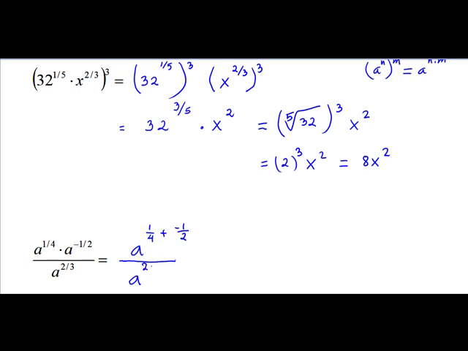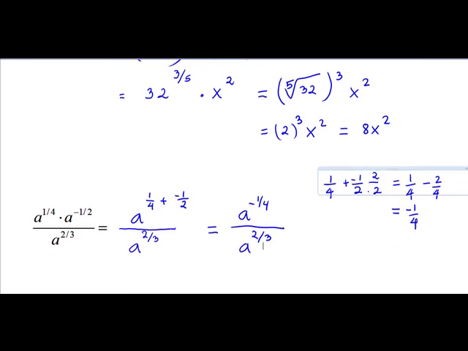Let me write a little bigger. So you have 1 over 4 plus minus 1 over 2. Don't forget, look for the LCD here. The LCD here is 4, so I have times 2 here and times 2 there. So I have 1 over 4 minus 2 over 4, which is equal to minus 1 over 4. So right here, when you simplify the exponent, I have a to the minus 1 over 4 over a to the 2 over 3. Now, there is a property called the quotient property.